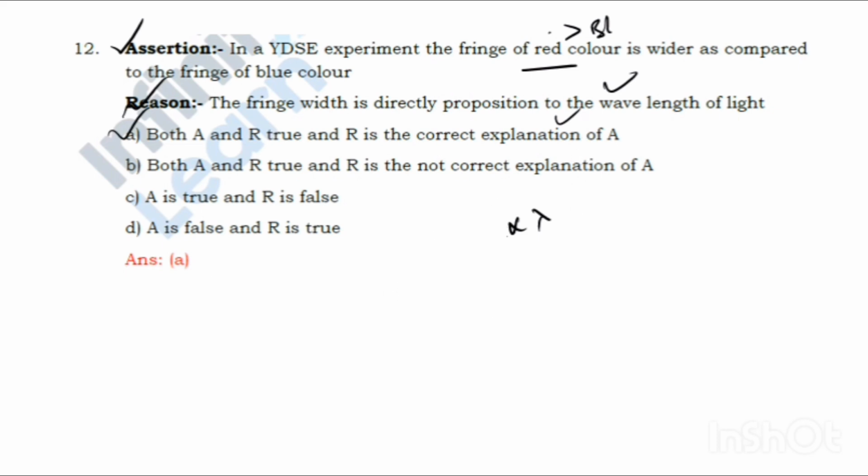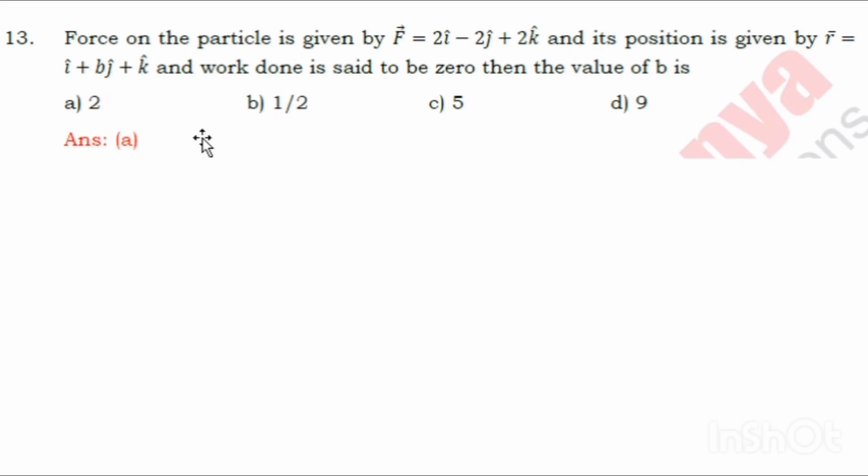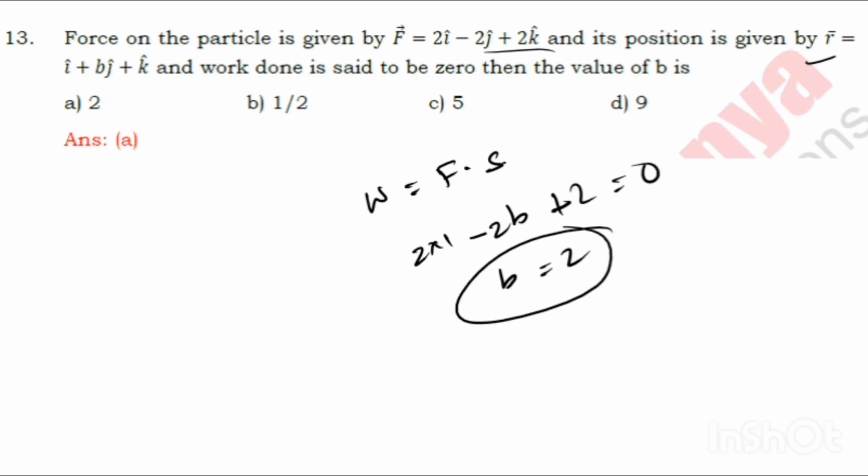Now here the force on a particle is given by this, and position is given as r, right? Now work done is 0, work done is equal to F dot S. Now this dot product is 0, so 2 into 1 minus 2 into B plus 2 is equal to 0, B is equal to 2. This is a very simple question.